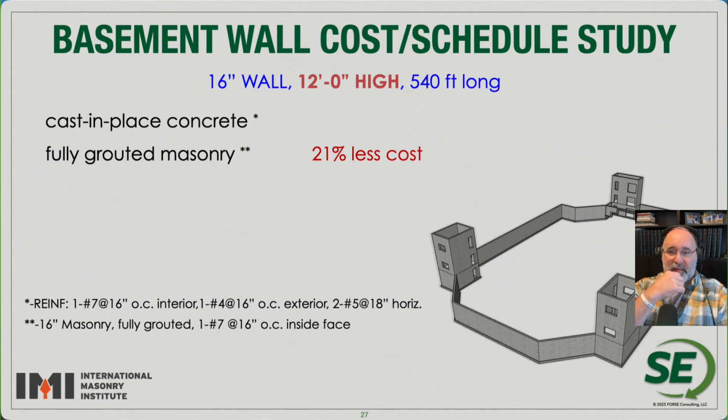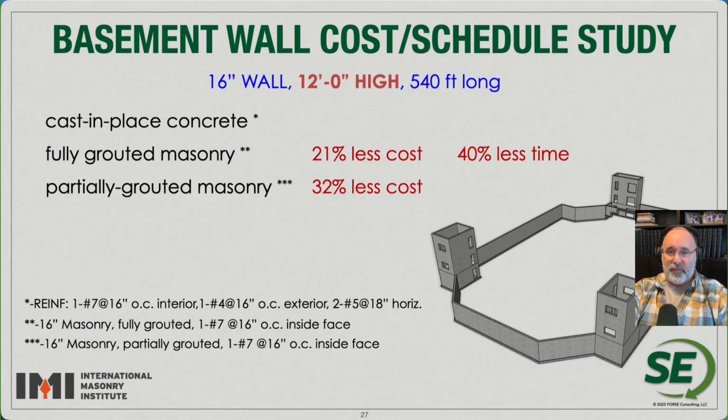It was just going to be a lot less expensive to not have to set the forms and to just place the masonry units and then reinforce and grout them. So we had less time and less cost, even with the fully grouted. But again, there's no reason to do that. We can go all the way to the partially grouted and reinforced, 50% less time. You can see there's less of a differential there.